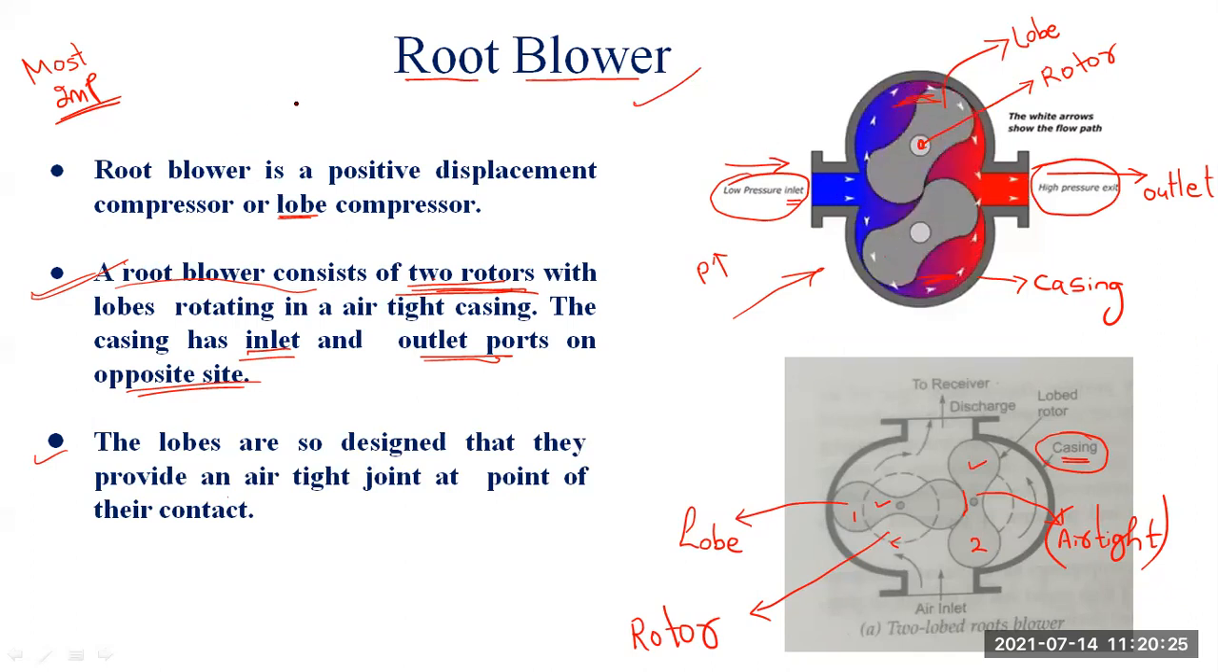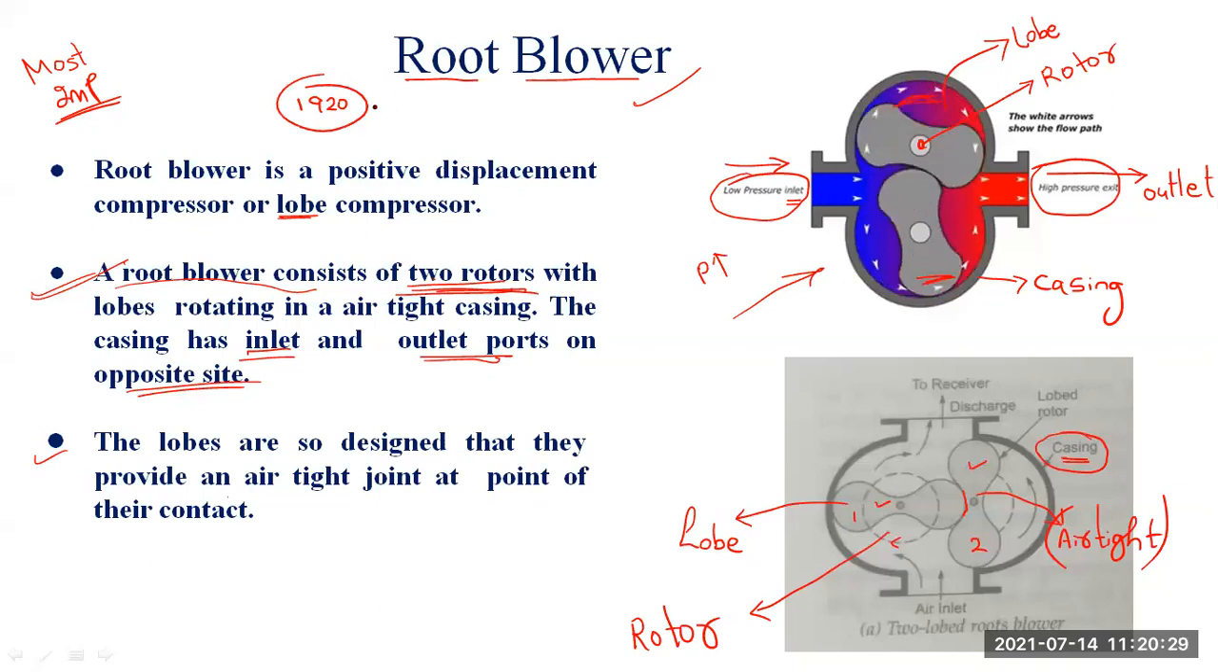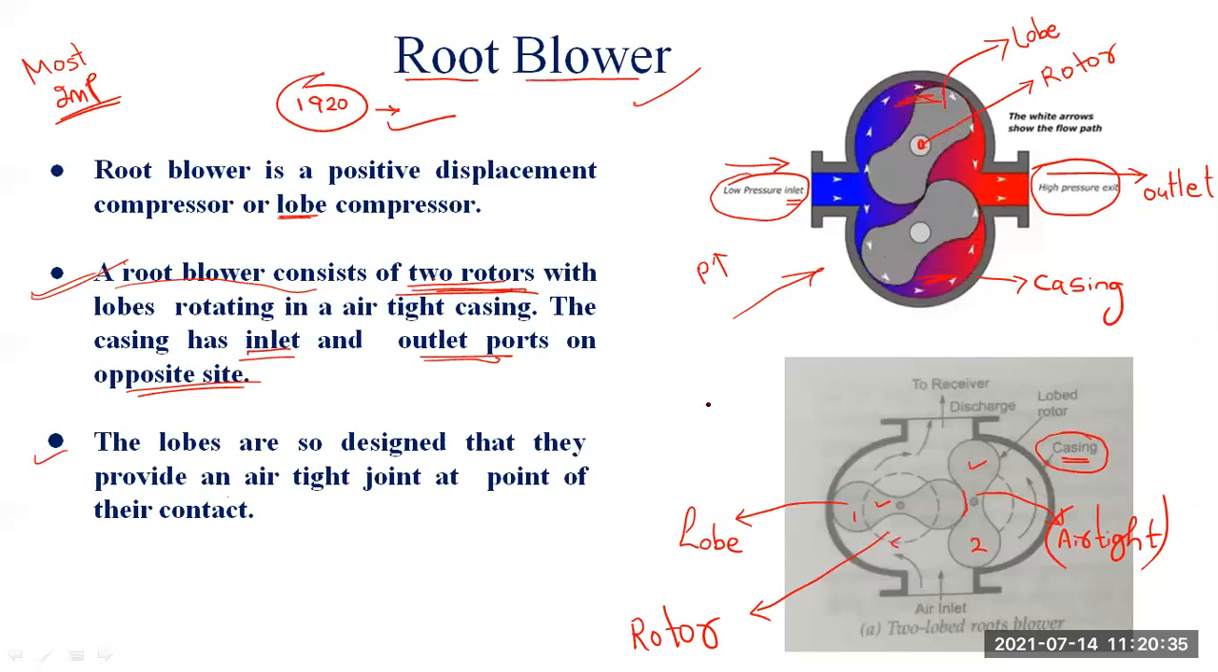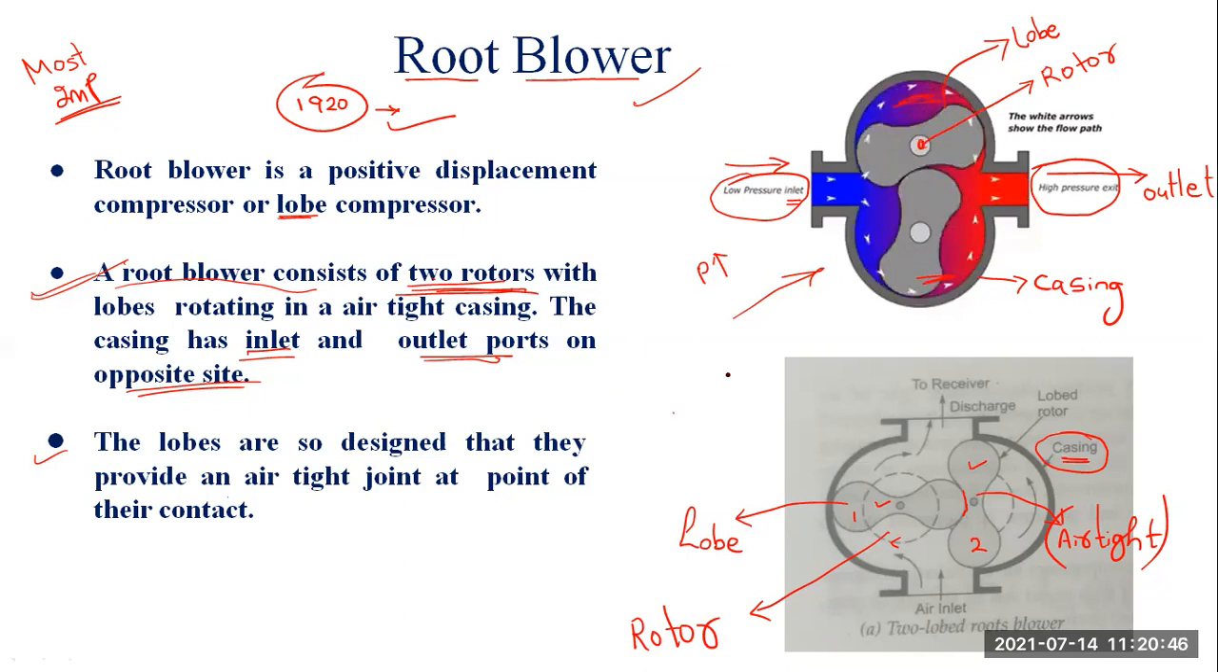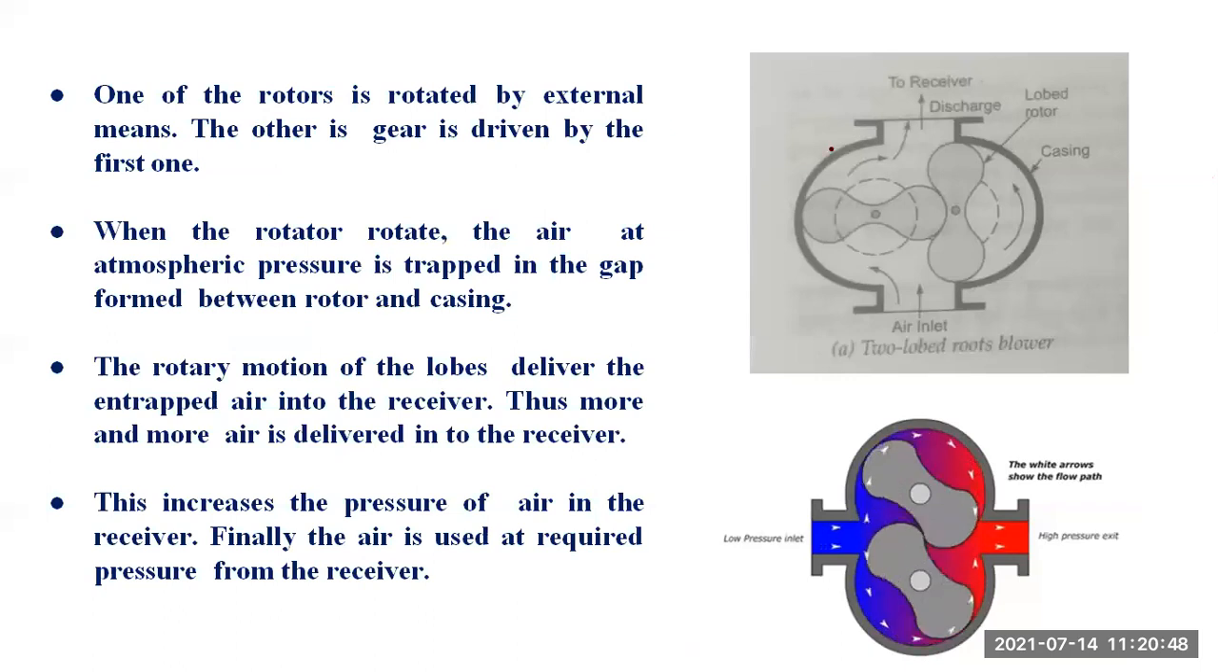The root blower was invented in 1920, around the time when the First World War had completed. So this is the construction of a root blower. Now if we come to the second point.